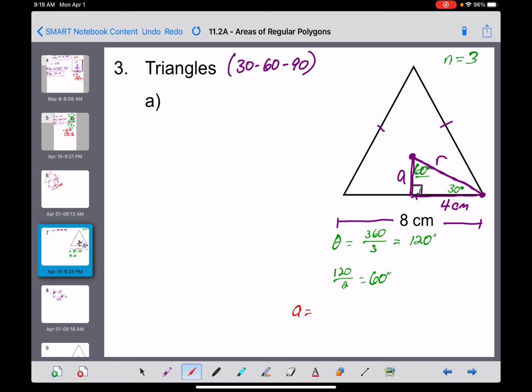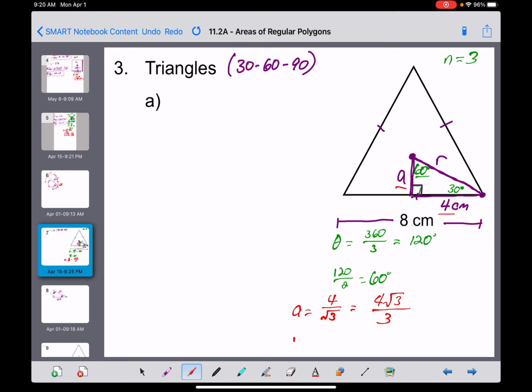To find A, that's the short leg in a 30, 60, 90, we would take our long leg and divide it by the square root of 3. So A is going to be 4 over the square root of 3, and when you put that into your calculators, I believe you're going to get something not all that pretty, 4 root 3 over 3, and I don't believe that simplifies at all, but your calculators will do that work for you. So there's the apothem that we needed.